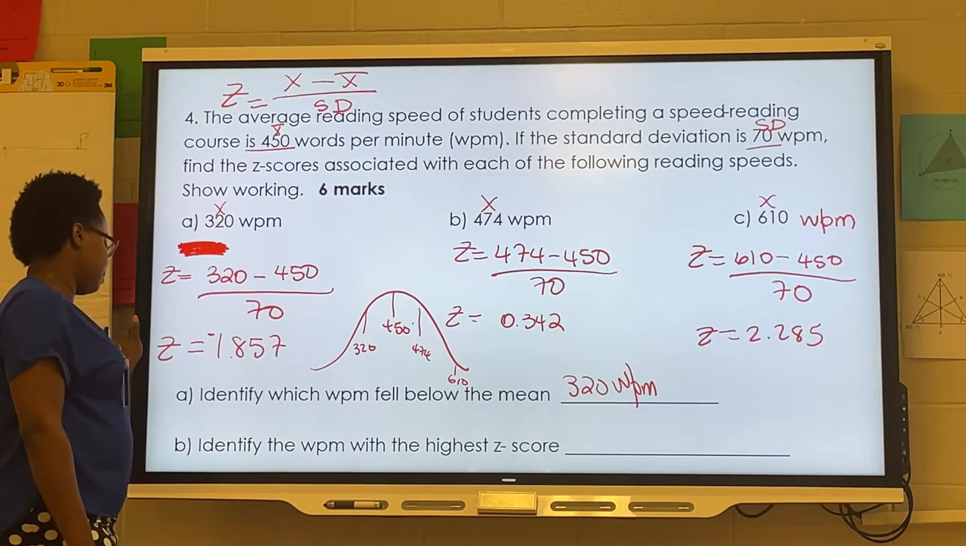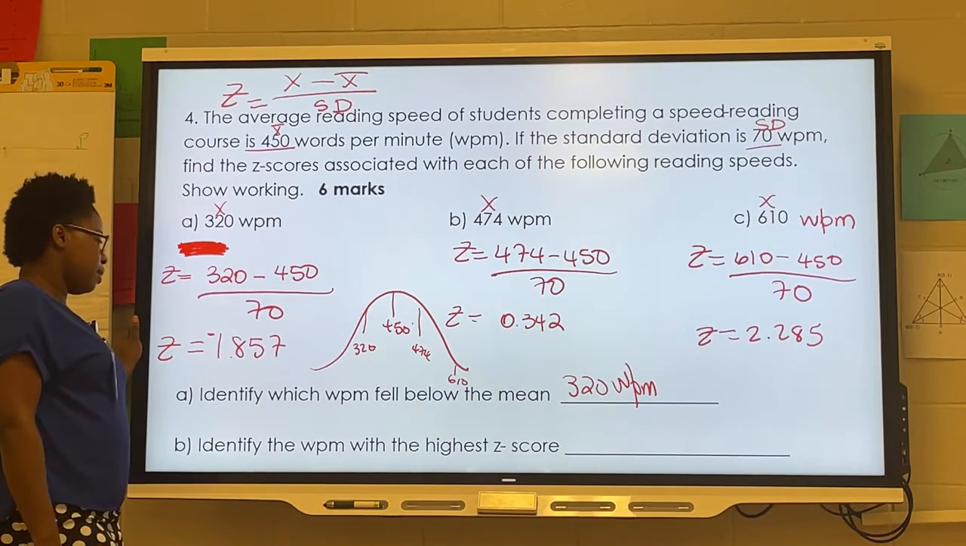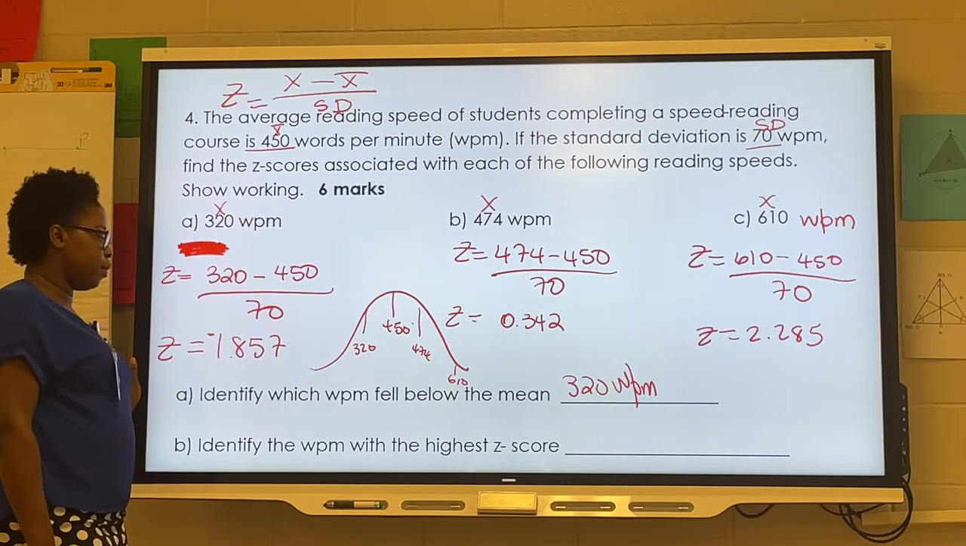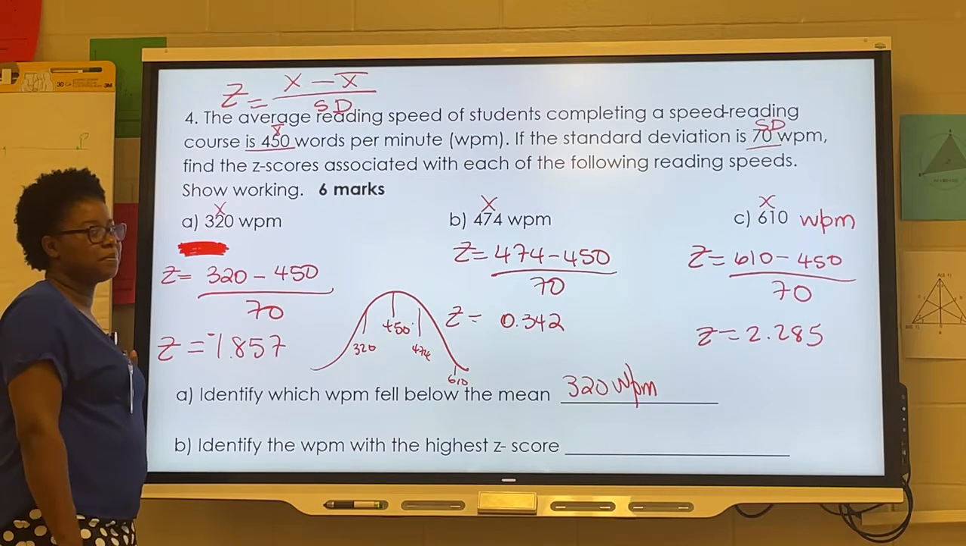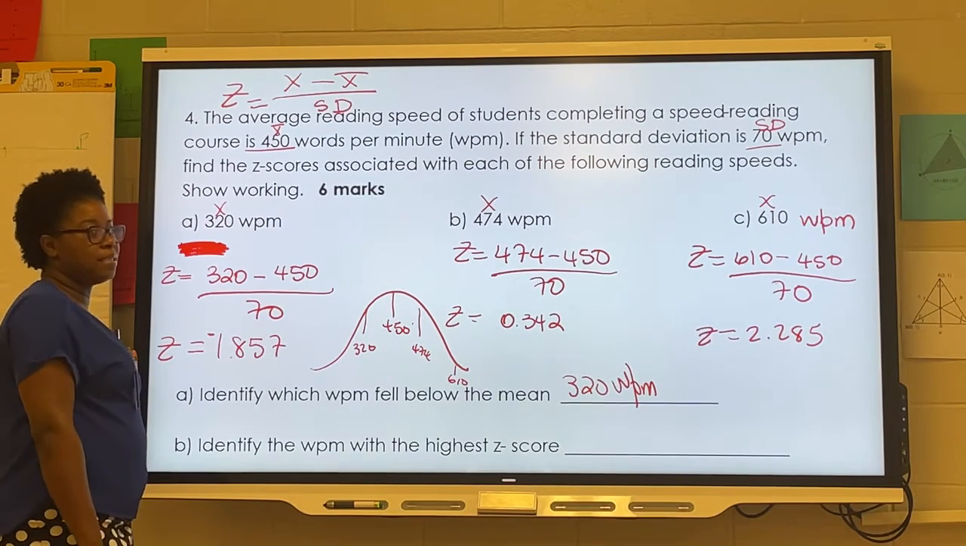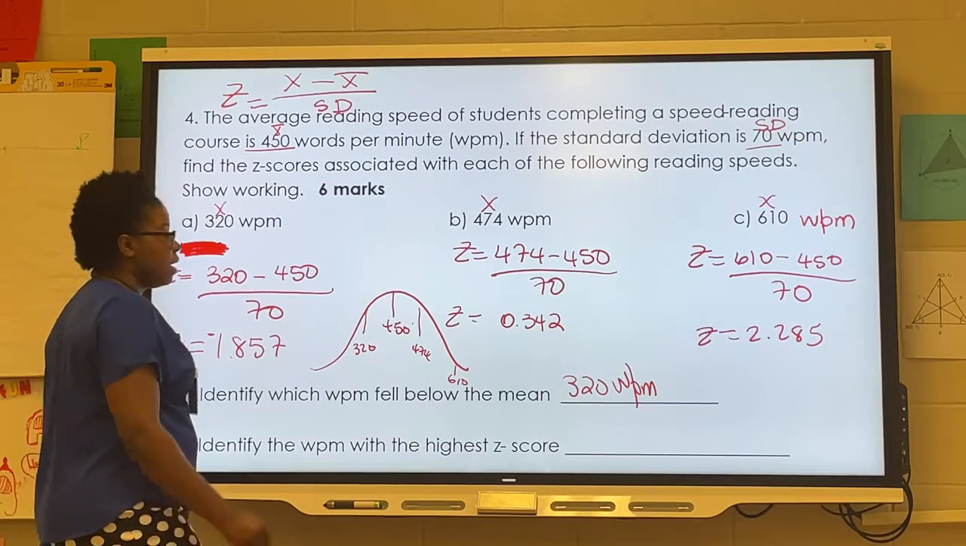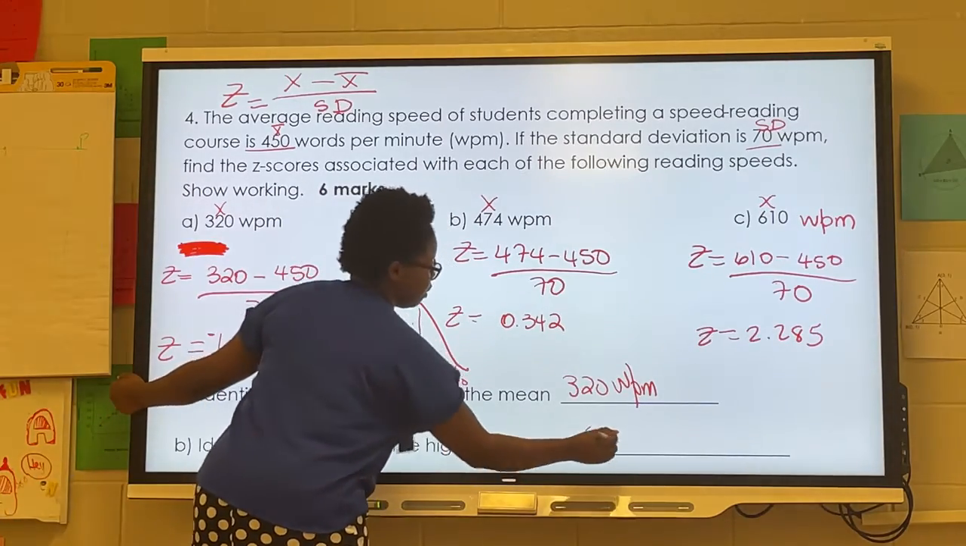Answer this one for me. Says identify the words per minute with the highest Z-score. With the highest Z-score? 610. Could you read the one that you have for me?